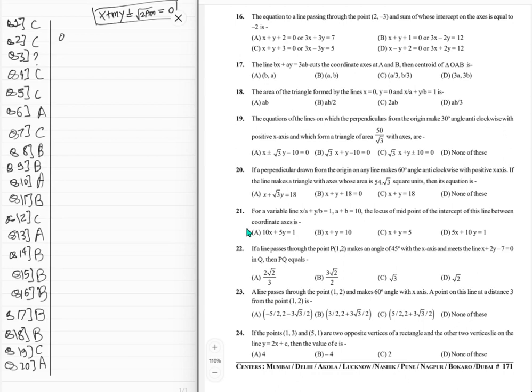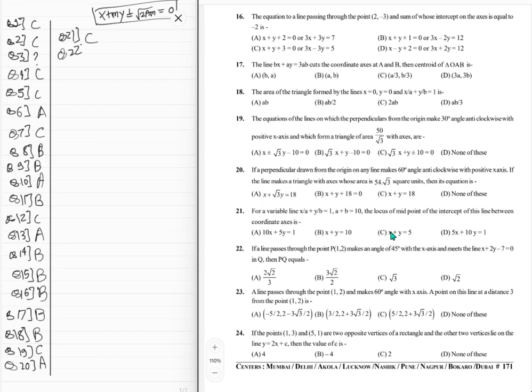Okay, question number 21. For a variable line, x upon a plus y upon b equal to 1, where a plus b is 10, find the locus of the midpoint of the intercept of this line between the coordinate axes. The midpoint is just a by 2 comma b by 2. So for that point, x plus y is just 5. So C is the way to go.